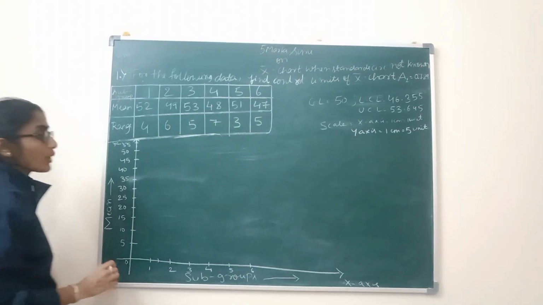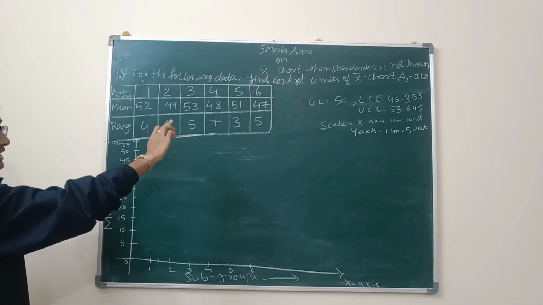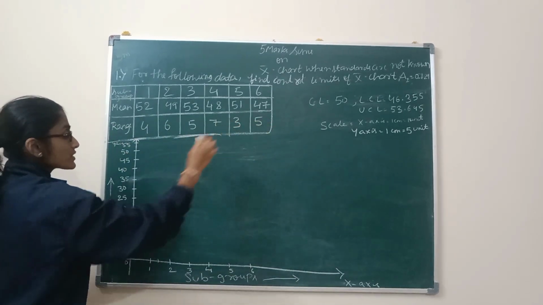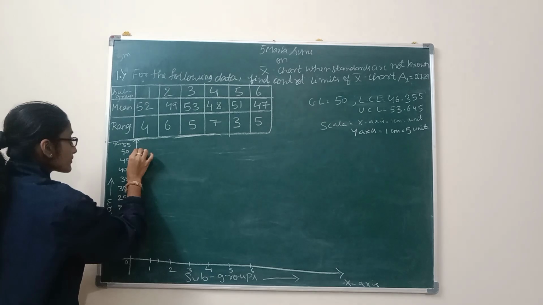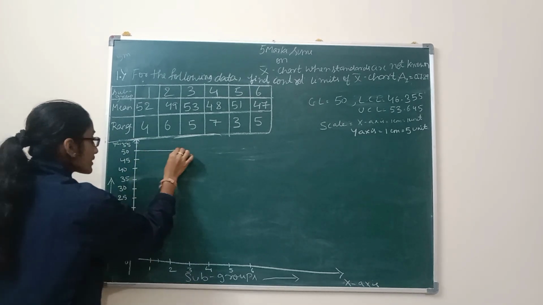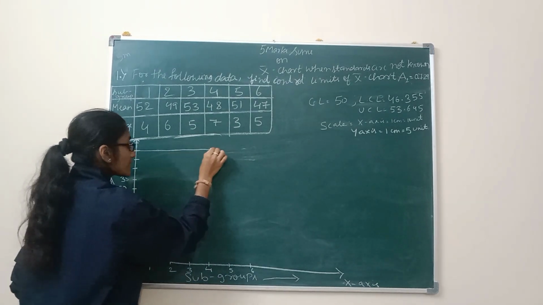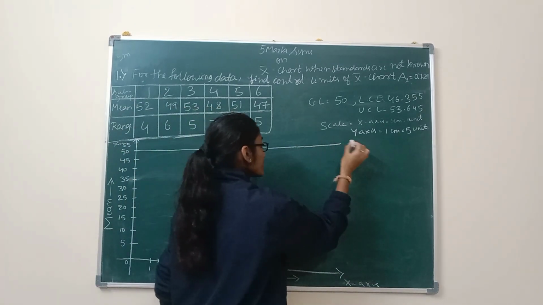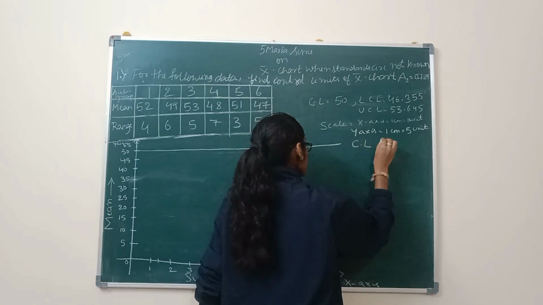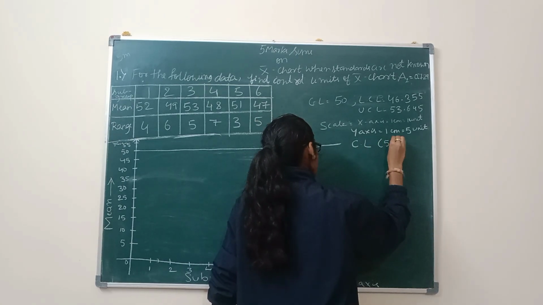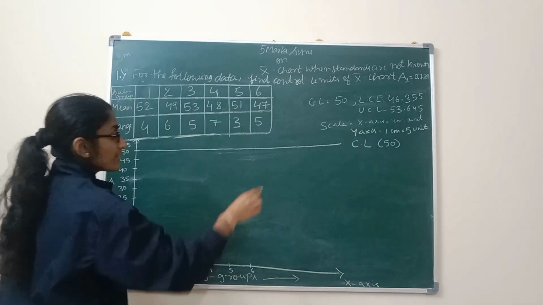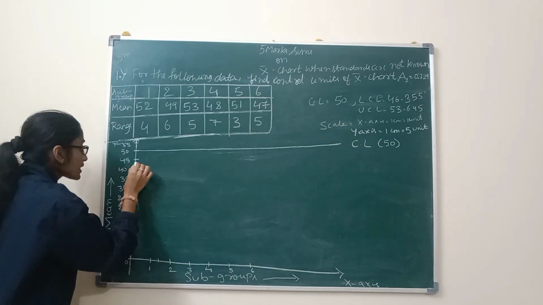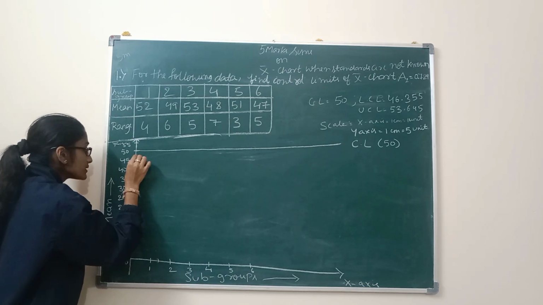So now let me first plot the central line. CL means central line. I have the CL value as 50. So 50 is here. Since I am not drawing on graph paper, there will be little ups and downs. So CL is 50. Now LCL, we have the LCL value as 46.355. So here I will get 46.355.